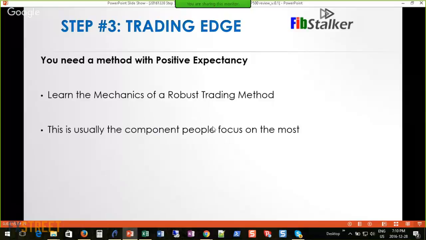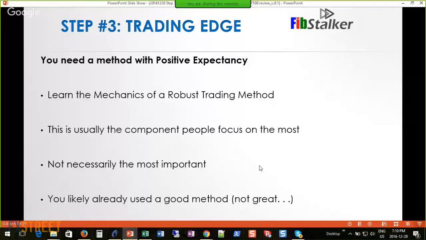Really, this is only one of the 10 steps. If you only have a good method and you don't have the psychology in place, you don't have money management and a number of other things, it will be very difficult to reach trading success. So it is relevant, but not necessarily the most important.